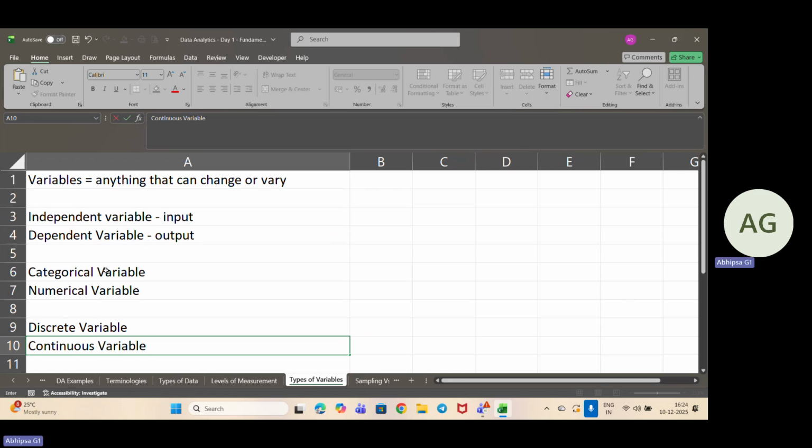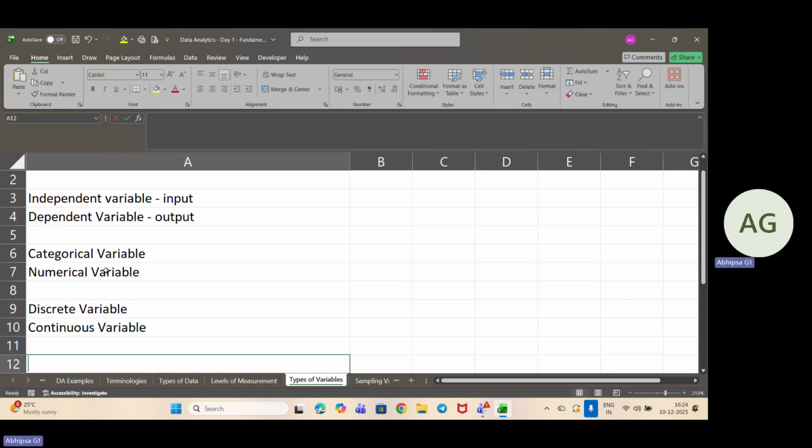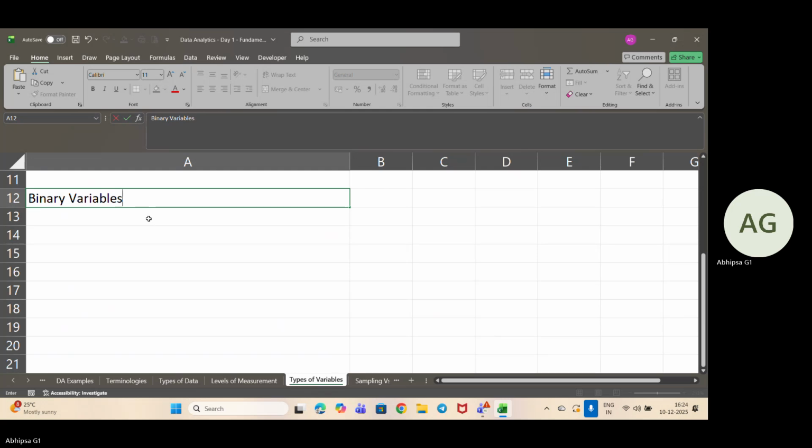Okay. Next, we have the binary variables. So what are these binary variables? This is a special category of variables with just two options like yes, no, male, female, pass, fail, true, false. So binary is like only two choices. These are the binary variables.